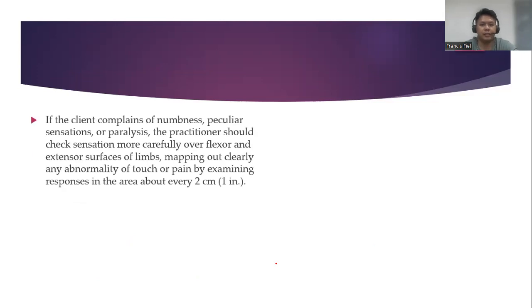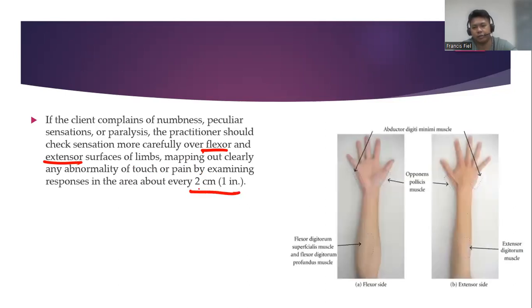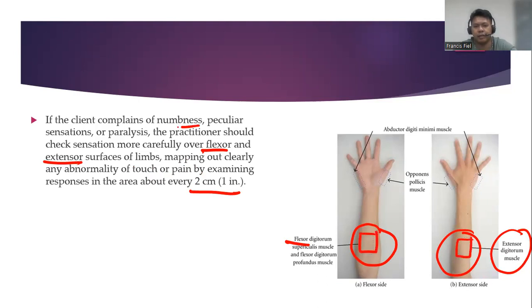So, if the client complains of numbness, peculiar sensation, or paralysis, the practitioner should check sensation over the flexor or the extensor surface of the limbs, mapping out the abnormality by examining every 2 centimeters to 1 inch area. Saan ba tong flexor or extensor? So, sa may kamay, sa forearm, this is your flexor. And pag nakasupine, nakapronation naman, your extensor area. Dyan kayo mag-assess if there is possibility of numbness or any other sensations.